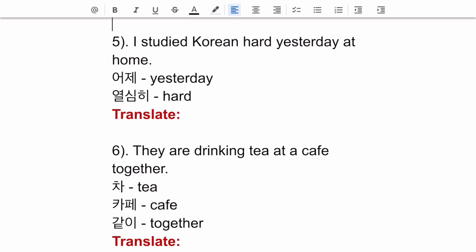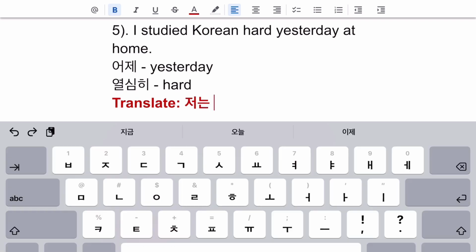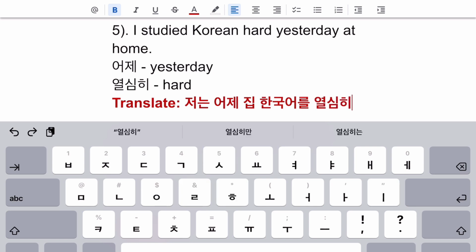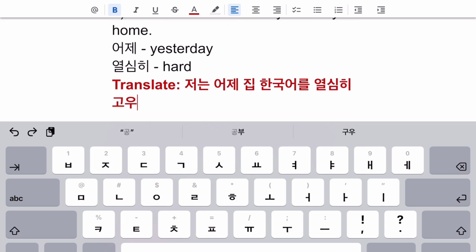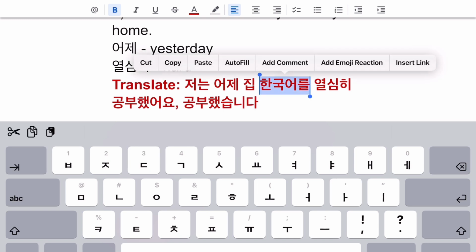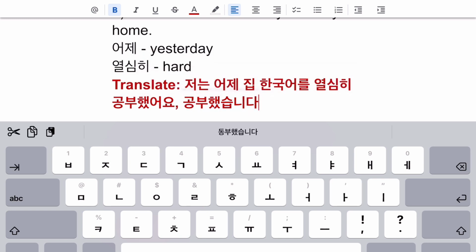I studied Korean hard yesterday at home. So I yesterday at home Korean studied. 저는 yesterday 어제 at home 집. What did I study? I studied Korean. 한국어를 instead of the vowel 를. How did I study? I studied hard. 열심히 and then this is past tense. I studied. 공부했어요 or 공부했습니다. And like I said before, we already have an object here, so we can keep these two together. We don't have to split it up.